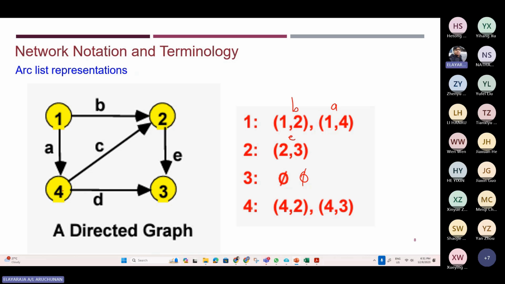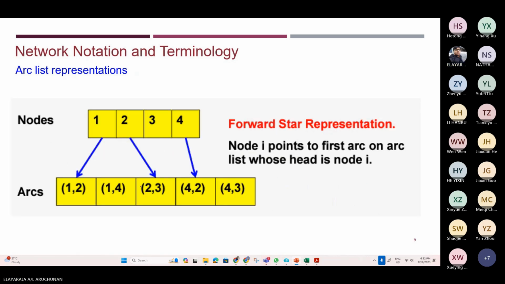At node 4, we have 4, 2. You can see the directed line, the arrow from 4 to 2. So we have one set which represents C, and then another set which is 4 to 3, represented by D. So this is the set of arcs based on the given directed graph. All right, moving on.